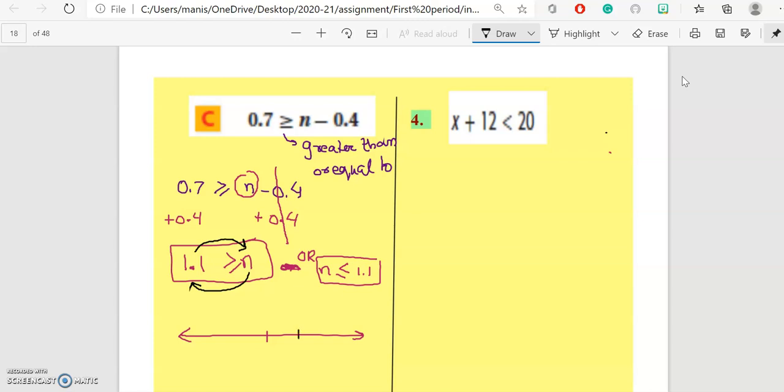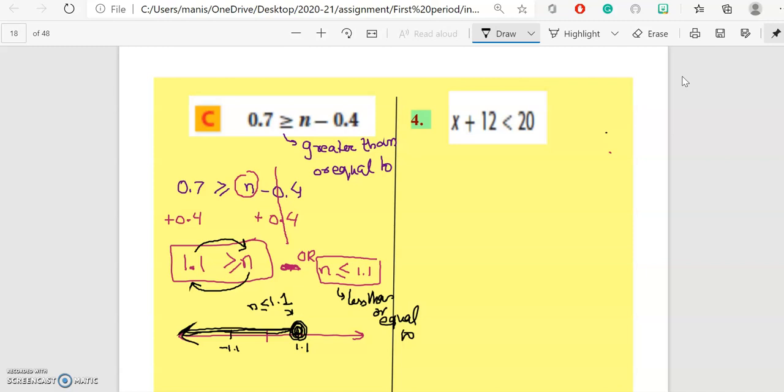So my positive 1.1 will go over here, negative 1.1 will go over here, because I have to graph it also. Because of this symbol at this place, we will shade this. What is this? This is less than or equal to. So less than means you will go in which direction? This direction. And just write over here, n is less than or equal to 1.1.